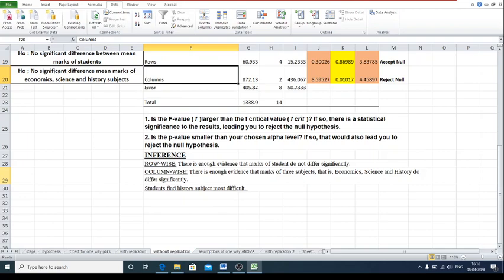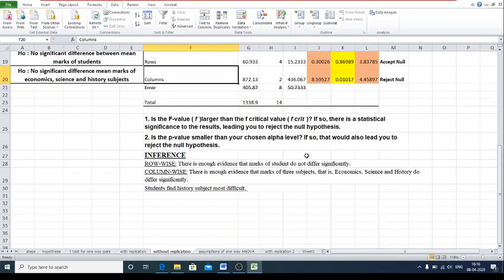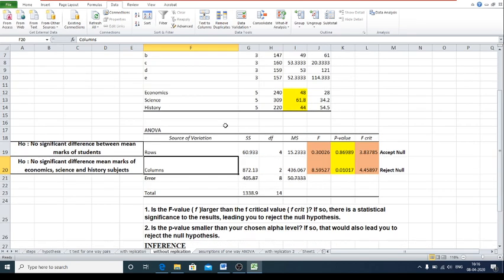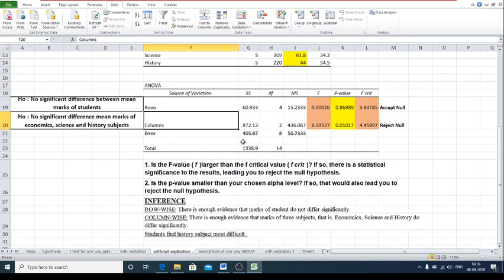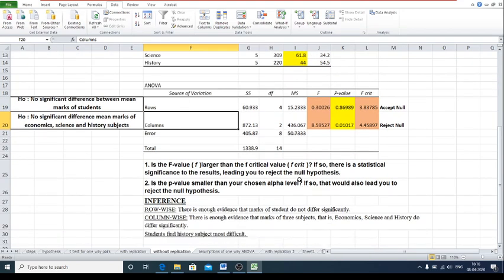When marks across subjects differ, in that case, let us look at this average. In economics, the average marks is 48, in science it is 61.8, in history it's 44. Looking at the averages, we can say that the average marks of history is low, so probably students find history subject most difficult.